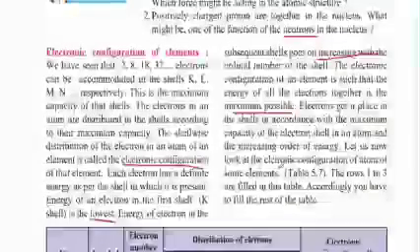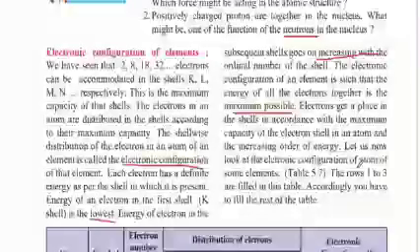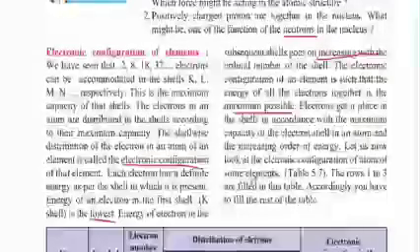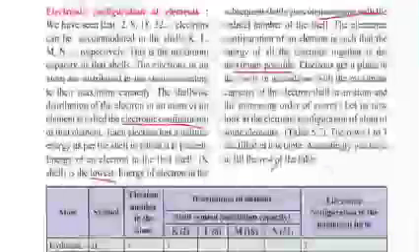Let us now look at the electronic configuration of atoms of some elements in the following table. Rows 1 to 3 are filled in this table. Accordingly, you have to fill the rest of the table. So let us fill this together.